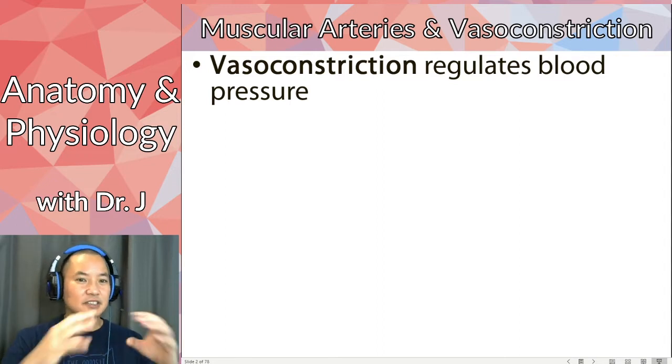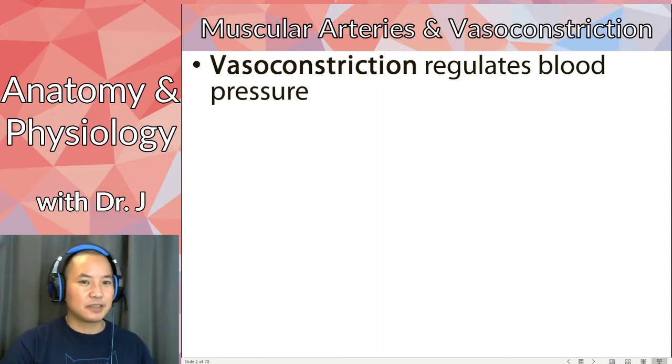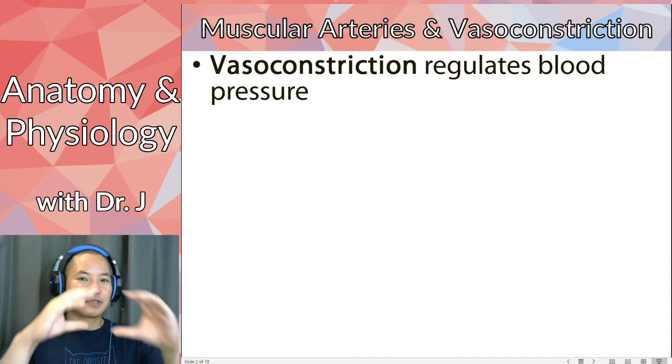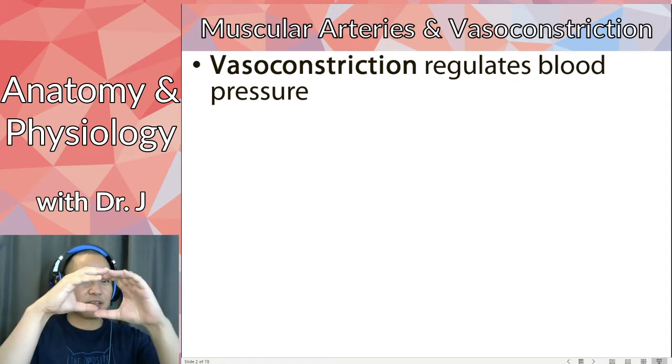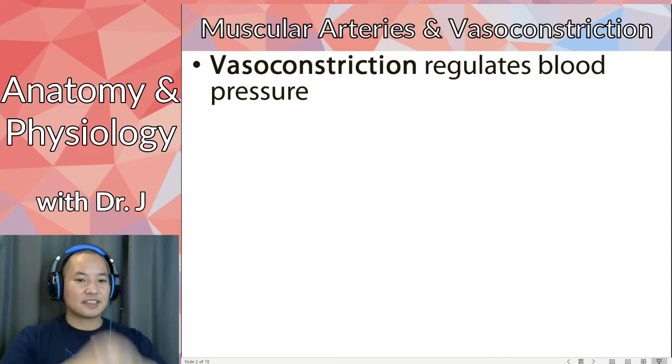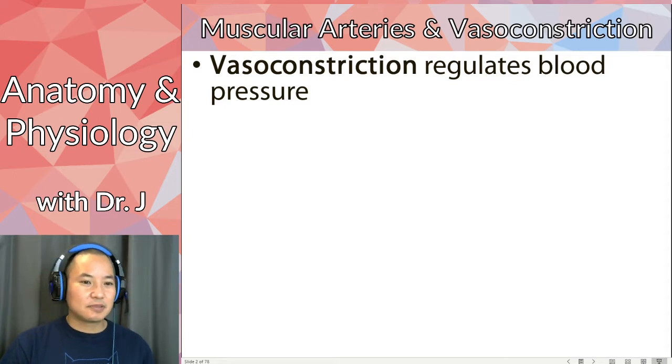Constriction means you're squeezing, right? Like a boa constrictor squeezes its prey. So vasoconstriction is when you have a blood vessel and the inside of the blood vessel ends up constricting like this. So what does that do to blood pressure?